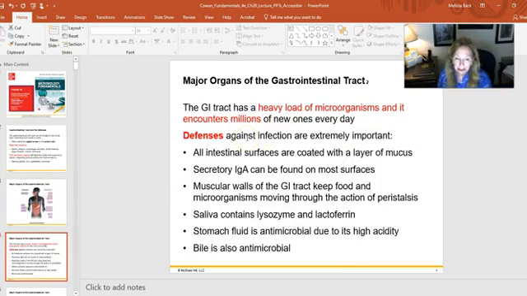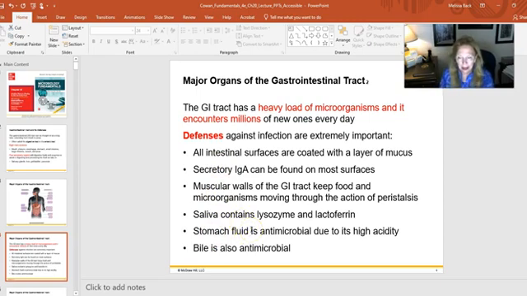There's lots of defenses that we have. We are secreting IgA, which is a class of antibodies, into these secretions that help to protect us. We have microbiomes that help to protect us. There's constant motility, moving things through the system. Our saliva has lysozymes that are going to be antimicrobial. The stomach is secreting acid, which greatly reduces the number of microorganisms once food and liquid get to the stomach.